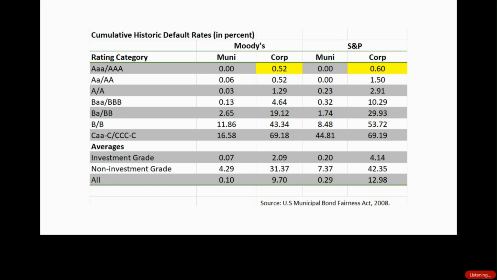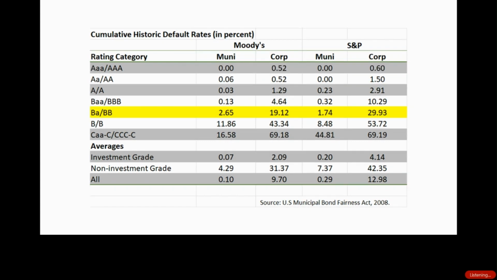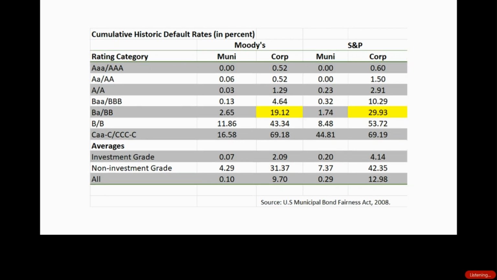So let's go down. And if you remember, I said the BA or the BB is whenever things start becoming speculative in non-investment grade. And if you look at those numbers, you can see a drastic change. Something I find kind of interesting is let's look at the corporation number for the BB. For Moody's, that went to 19%, nearly 20% of those companies went into default. 20%, that's really high in my opinion. When you look at S&P, they actually had almost 30%. So S&P, you can see, has a much more liberal rating compared to Moody's, which is much more conservative and consistent.